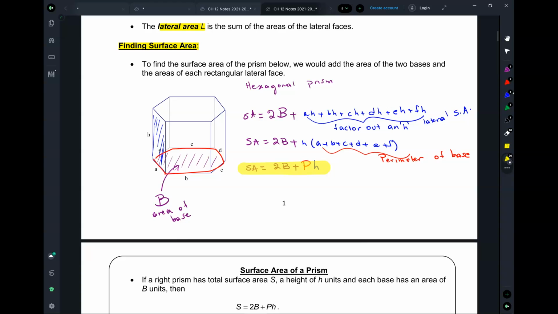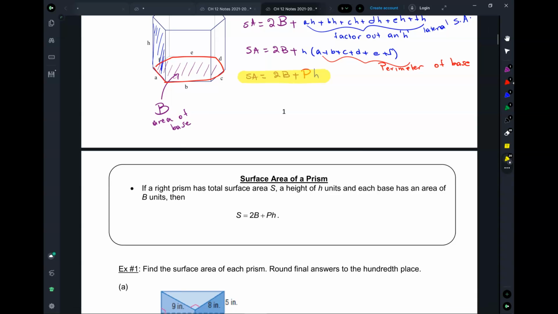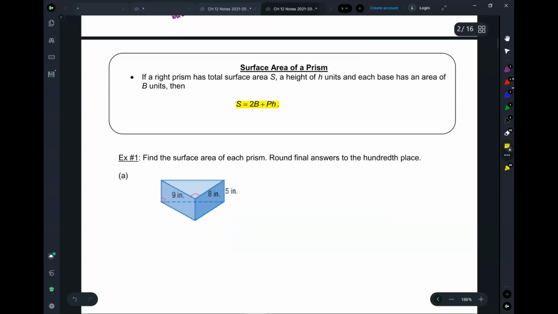Okay? You're never going to do this like this again. You're always just going to memorize the formula and do it. So remember, it's 2B plus the perimeter of the base times the height. Okay? All right. So capital B and P refer to the base. Okay? All right, so that's the surface area of the prism, which you guys just derived with me.